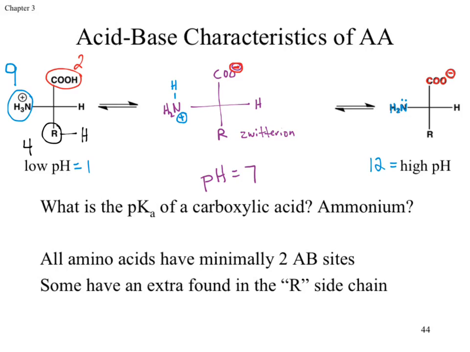Okay. What if it was positively charged? What does that make that atom? It'll be a nitrogen. Because nitrogen in its protonated state is positively charged. What happens when we're at pH 7?